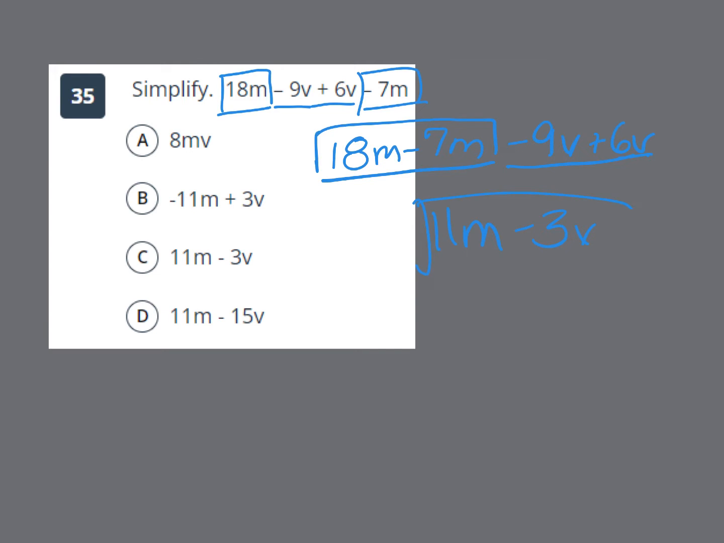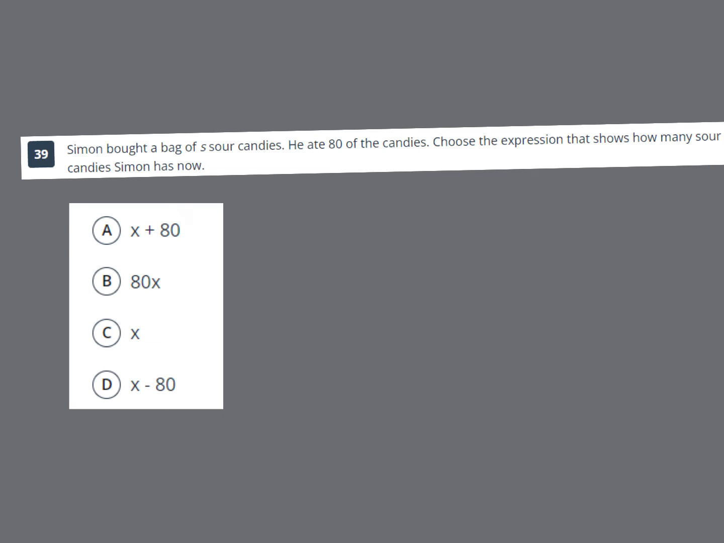So do we have this as an answer somewhere? 11M minus 3V. There it is. C is the answer. And what do we have? It is, in fact, 39.